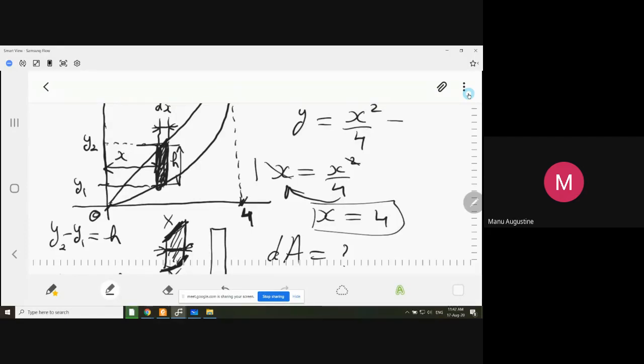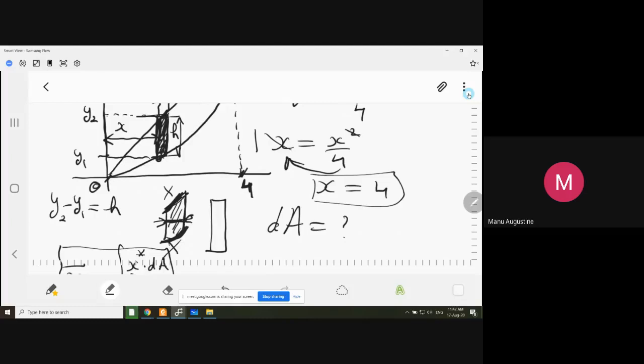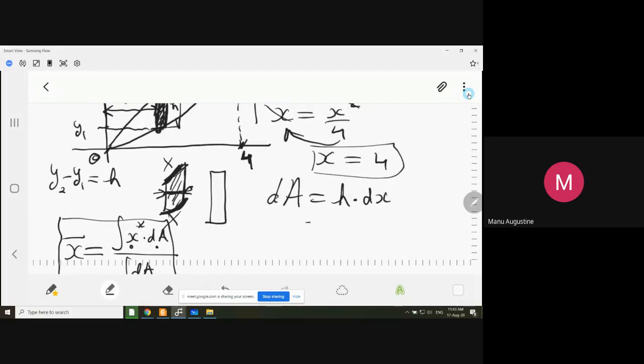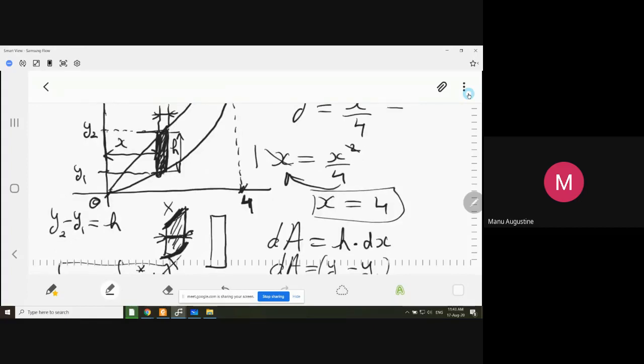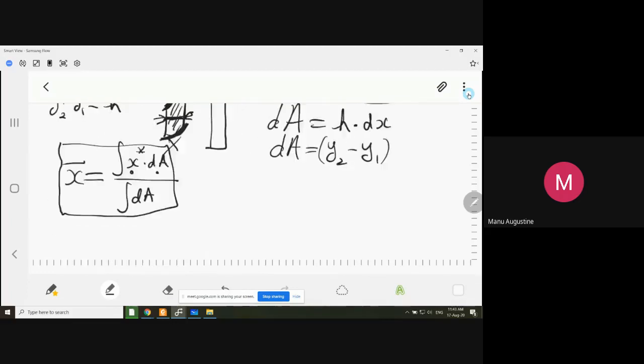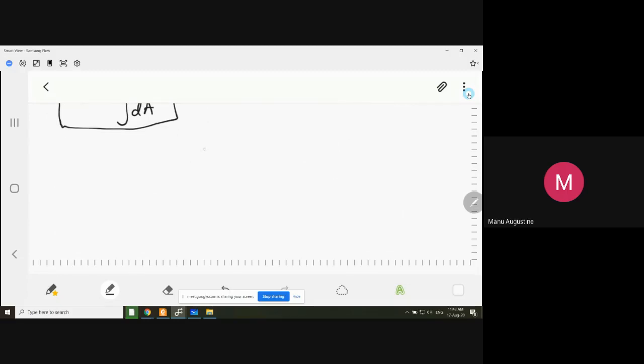And obviously the thickness is dx. So my area, as I know from the logic that was explained here, is nothing but height multiplied by dx. But my height is equal to y2 minus y1. Now what I have to do is find out what will be the y2 value and what will be the y1 value. Now let us draw a fresh figure to understand these features.